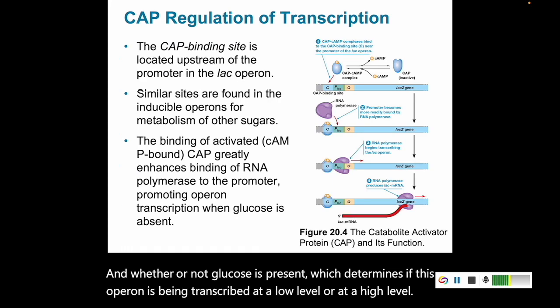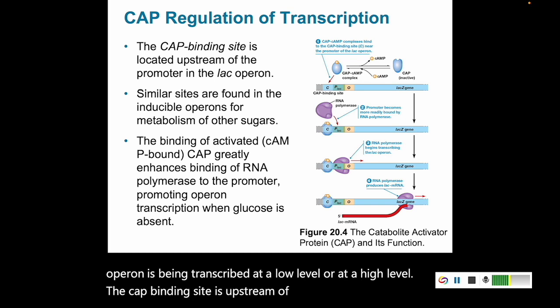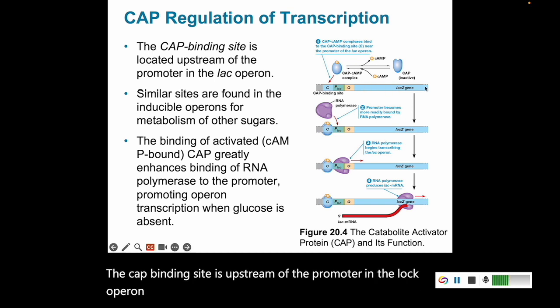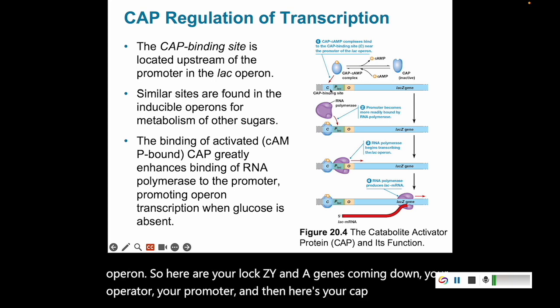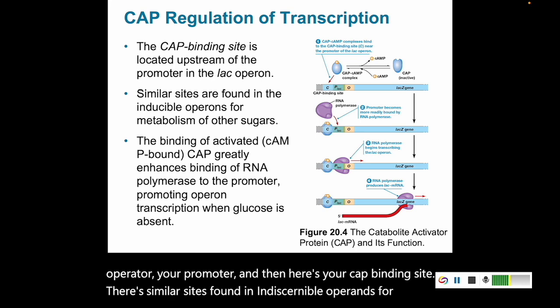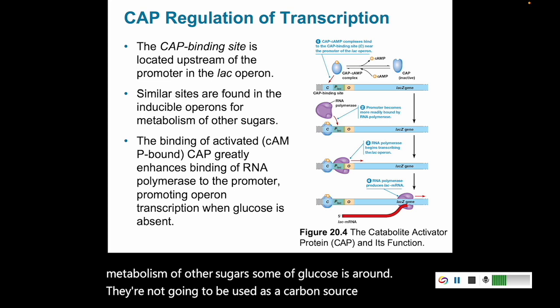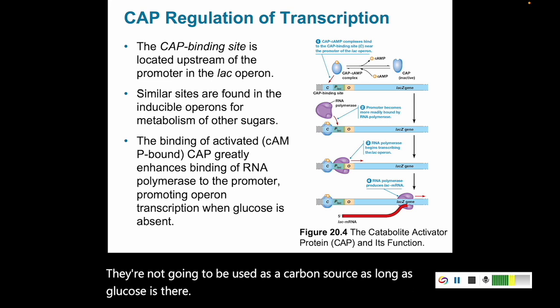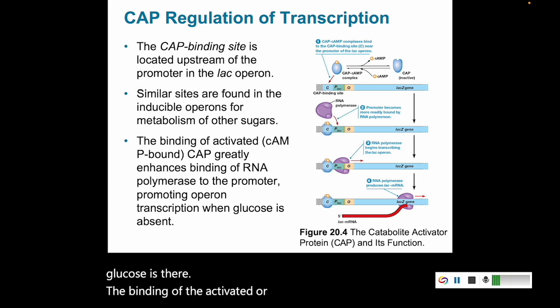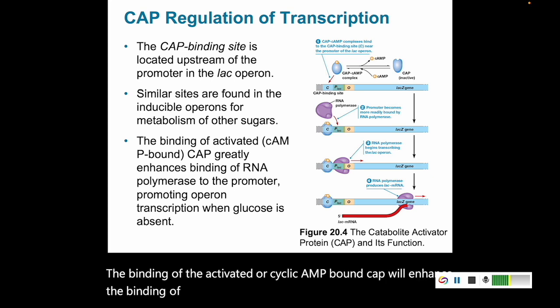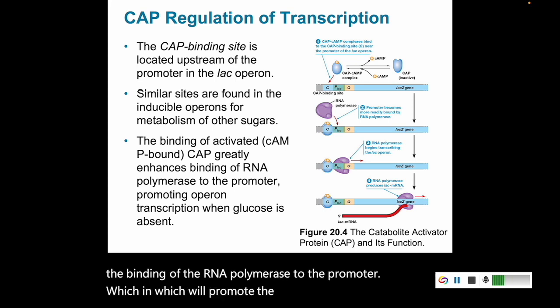The CAP binding site is upstream of the promoter in the Lac Operon. So here are your lacZ, Y, and A genes coming down, your operator, your promoter, and then here's your CAP binding site. There's similar sites found in inducible operons for metabolism of other sugars. So when glucose is around, they're not going to be used as a carbon source as long as glucose is there. The binding of the activated cyclic AMP bound CAP will enhance the binding of the RNA polymerase to the promoter, which will promote the operon transcription when glucose is absent.